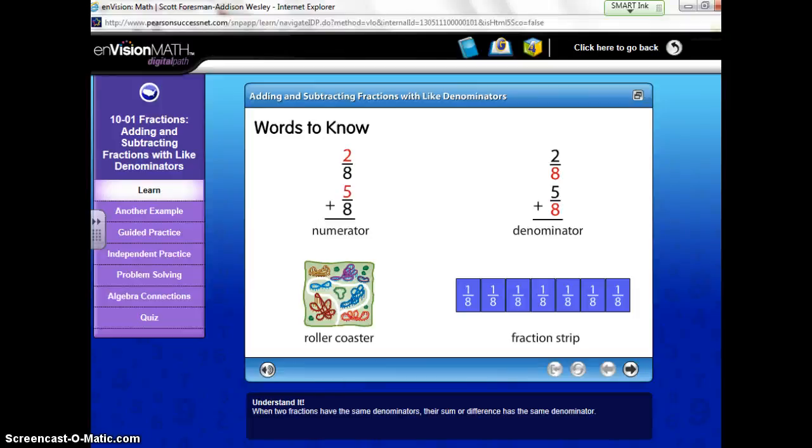All right, so we are going to get started today. Now that we are so good with fractions, we're going to learn how to use them to do a lot of things.